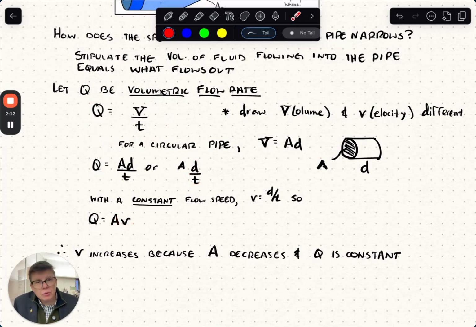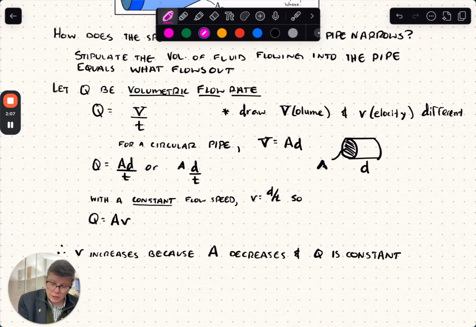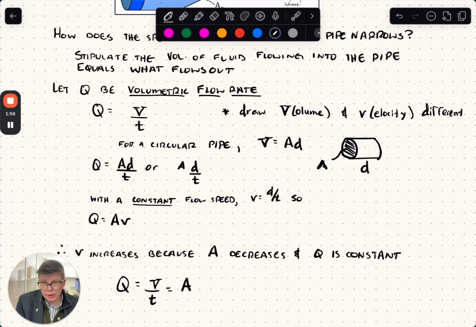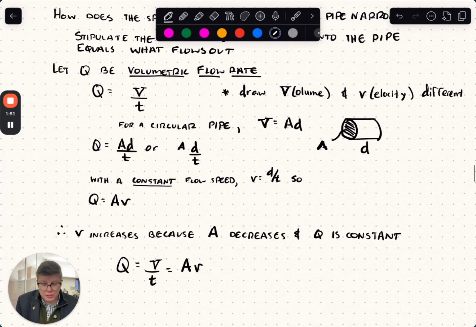That means the volumetric flow in a pipe can be expressed two different ways. Here, we'll write that down so we've got it. Volumetric flow is either volume over time or area of the pipe times the velocity of the fluid flowing through the pipe. There's an interesting relationship I've written here as a therefore statement. This means that the speed of the fluid in the pipe increases whenever the area of the pipe decreases, and you hold Q constant.